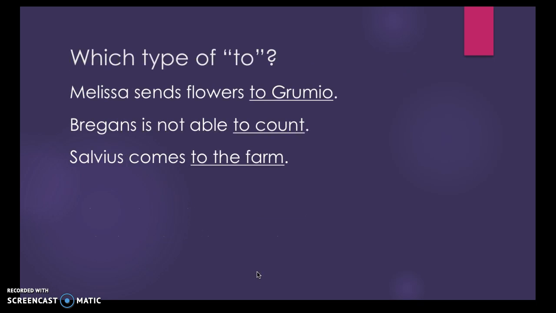All right, now let's quiz yourselves a little bit. You tell me, which of these three are the three different types? Copy these sentences down, try to translate them into Latin, and then tell me, is it a prep phrase? Is it an indirect object? Or is it an infinitive?